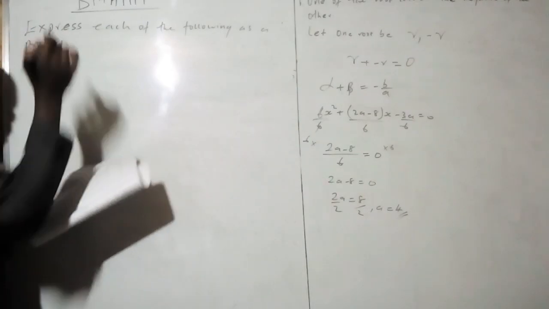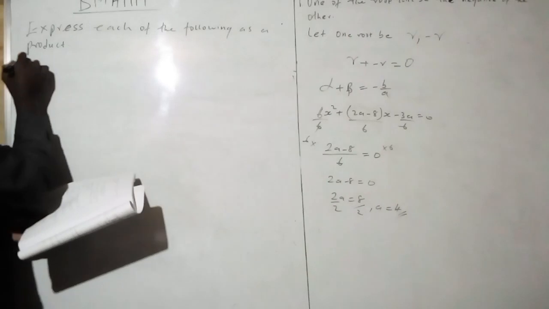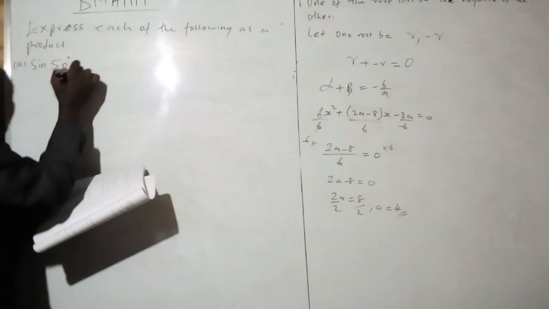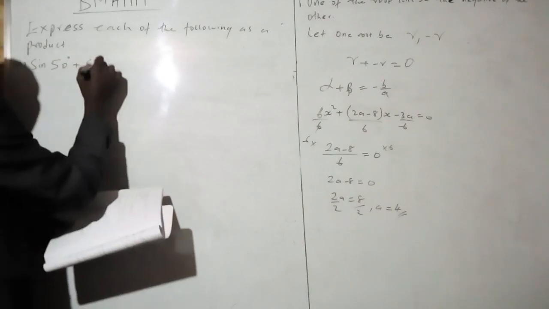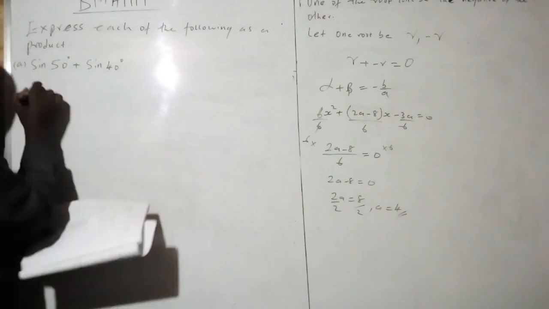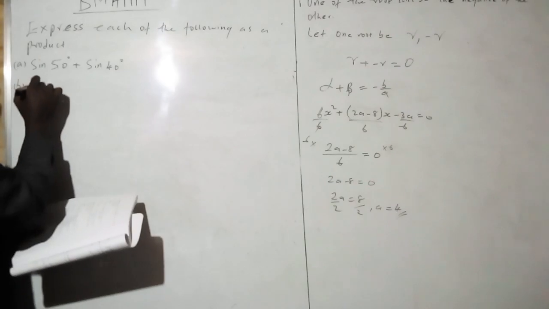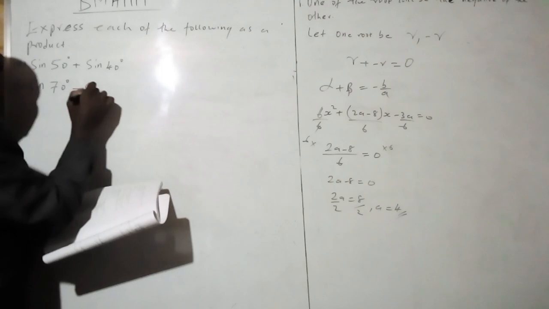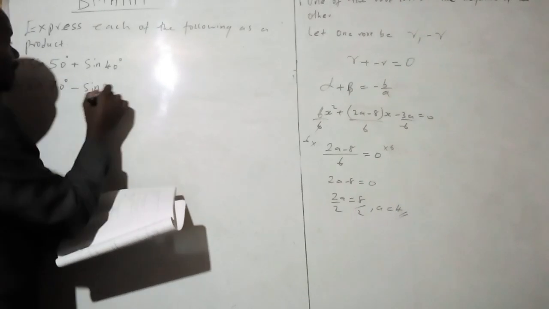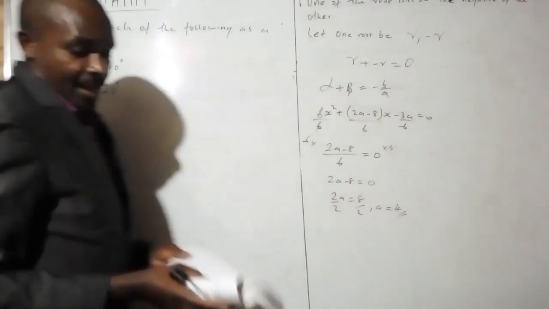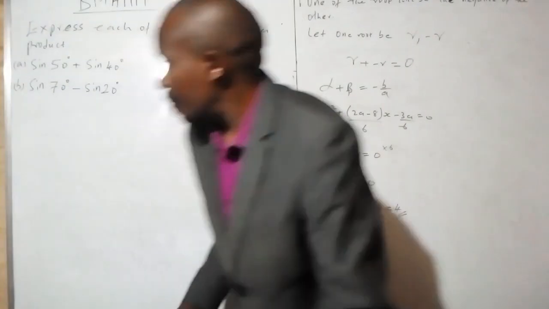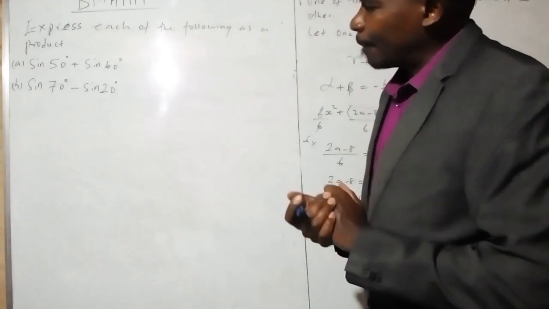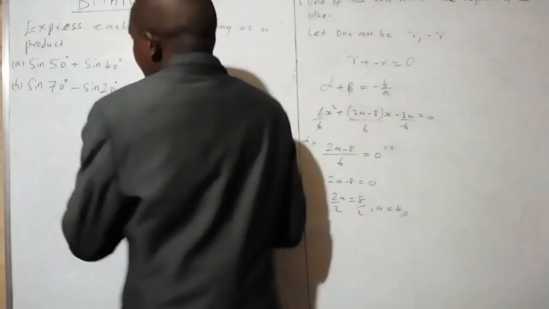For A, you are given sine 50 degrees plus sine 40 degrees. Second, B, sine 70 degrees minus sine 20 degrees. You are given those two expressions, and you express each of them as a product. Now, this is how we are going to start this.